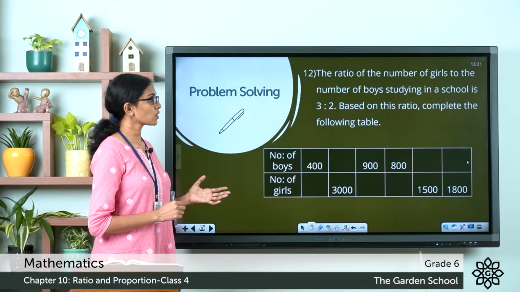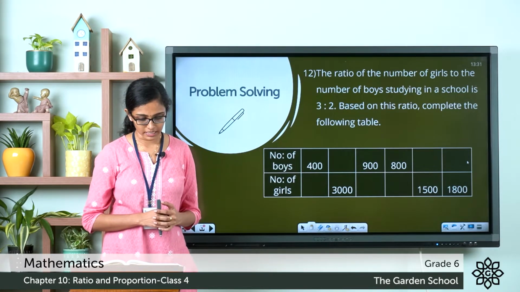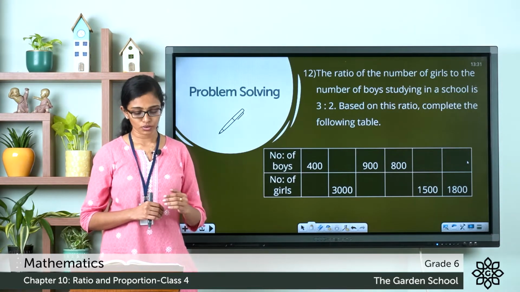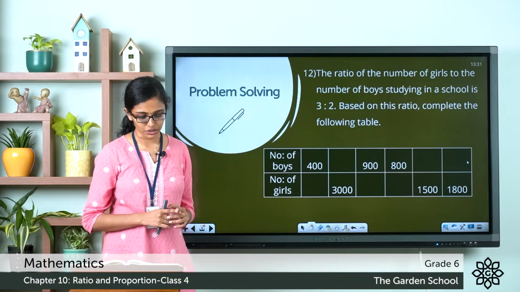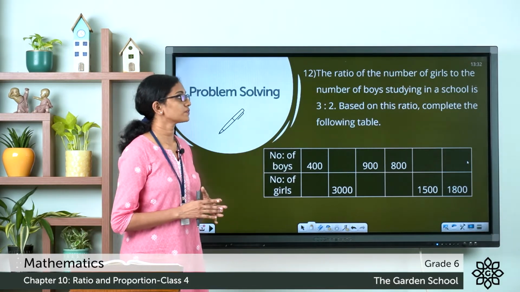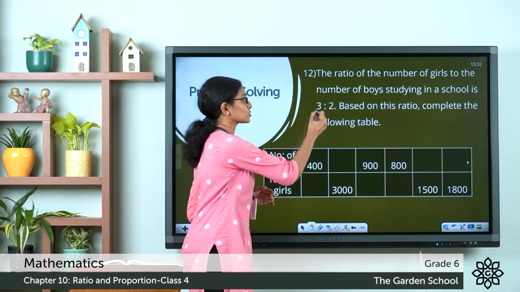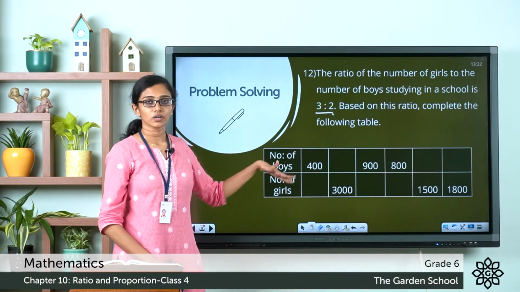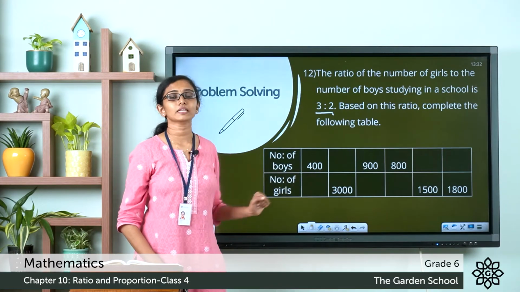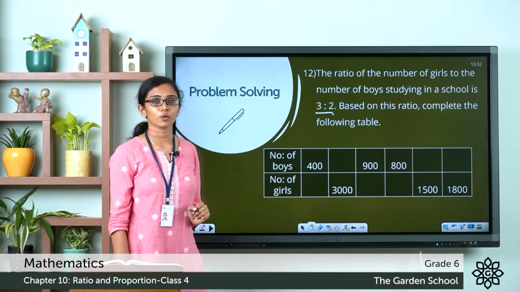It says the ratio of the number of girls to the number of boys studying in a school is 3:2. Based on this ratio, complete the following table. So we are given the ratio of the number of girls to the number of boys. It is given as 3:2. Now based on this ratio, we have to complete the table given here, and the table depicts the number of boys and the number of girls.